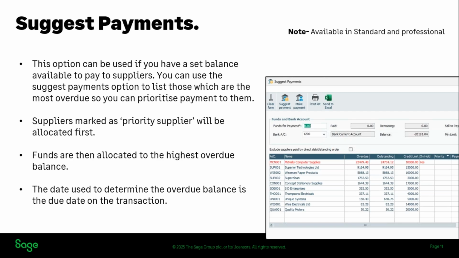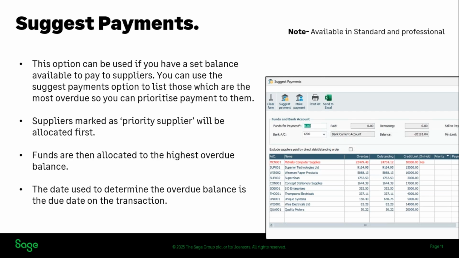So, Suggest Payments. This feature is great if you've just been given a balance. It might just be that you've freed up a balance and you want to use this to pay some of your suppliers. So, for example, you might be expecting to spend £1,000 on something else that's been freed up, so you're going to use that to pay off some of your older balances on your suppliers. Now, without running reports and going through each record individually, you can use Suggest Payments to show you those which you should be considering first.